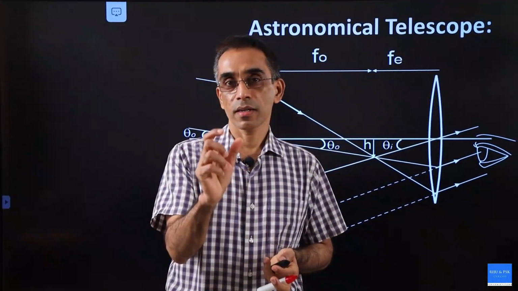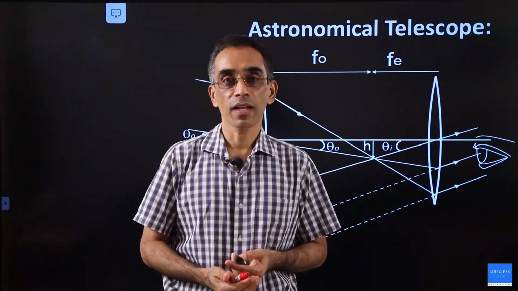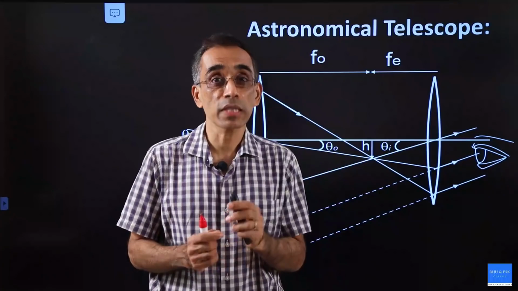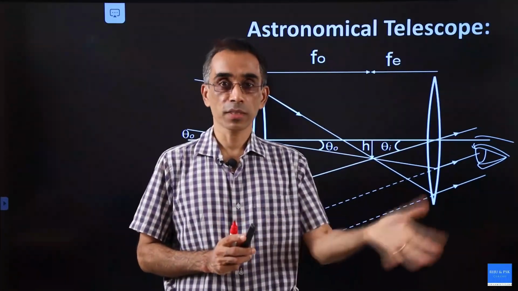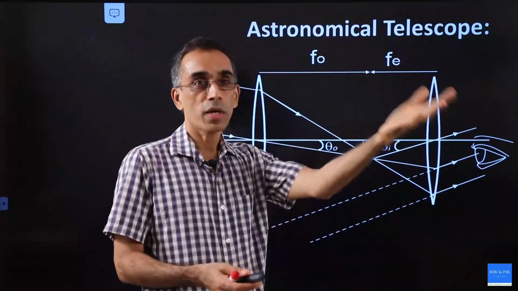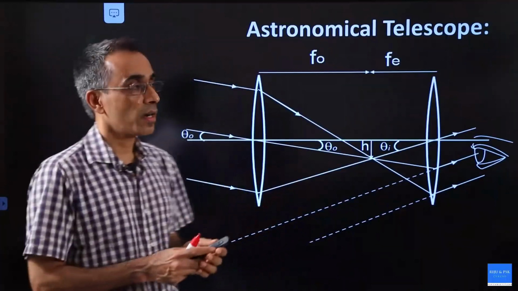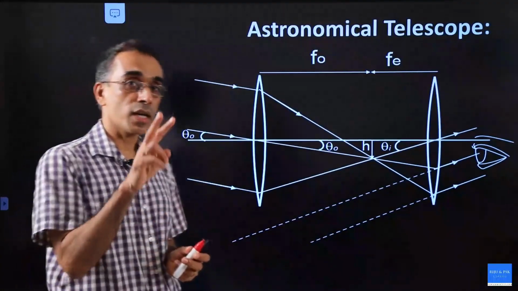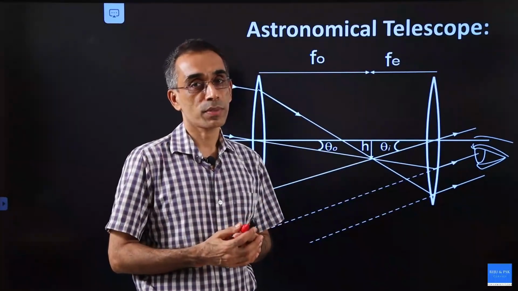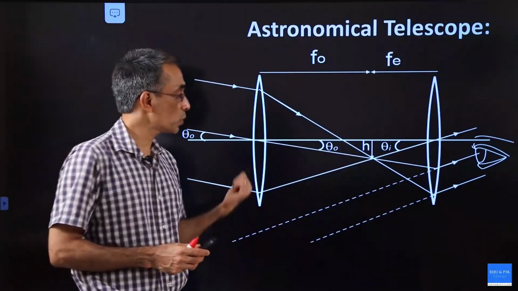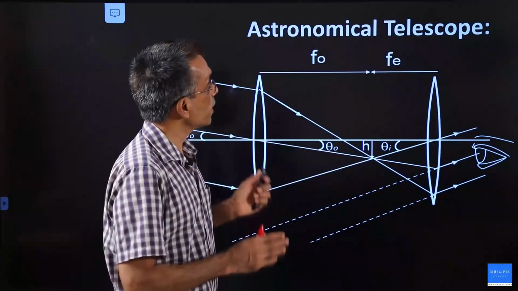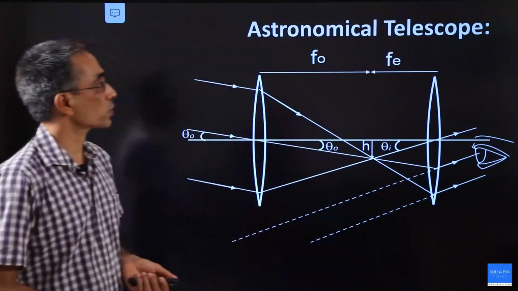The last optical instrument in our lesson is the telescope, and you know that a telescope is an optical instrument used to see very distant objects, and these distant objects are actually very large, like the sun, galaxies and so on. If you want to see them clearly, we use a telescope. Telescopes are basically of two types: refracting telescope and reflecting telescope. A refracting telescope uses lenses, and the reflecting telescope uses mirrors. We will study the refracting type astronomical telescope.